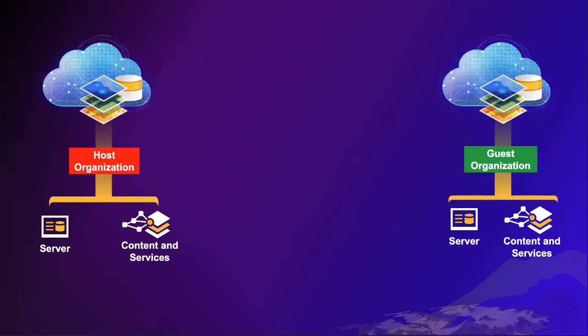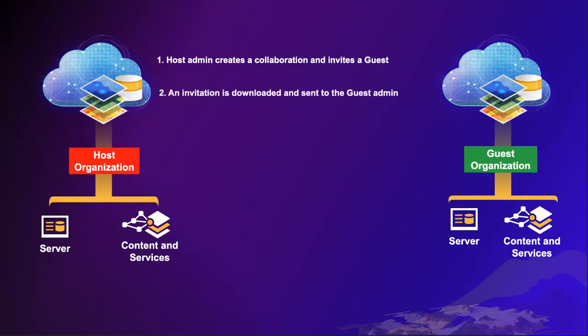So you have a host organization. It can be an ArcGIS Online. It can be an ArcGIS Enterprise. And then you have guest organizations. So let's walk through this workflow. The host creates the collaboration and sends an invite. An invitation, an actual file that says .invite, is created when you do this collaboration setup. So think about it as this invitation that's going out for our party. You take your invite and hand it off to the guest organization.